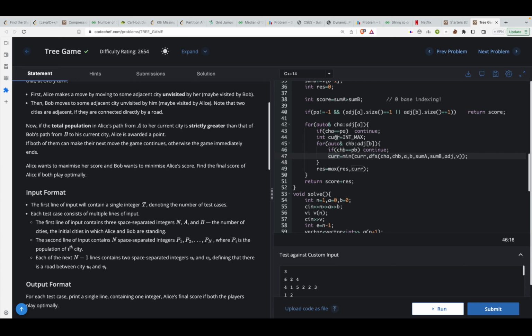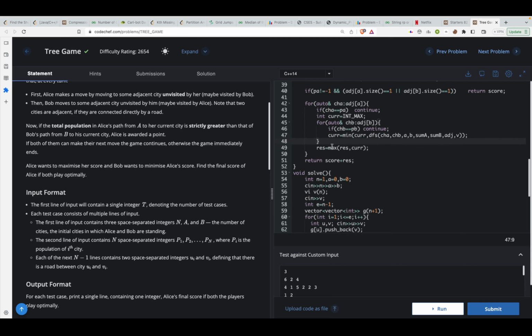Bob would say that initially we'll take a variable cur that would have a big value, or int max over here, and Bob would try to minimize this value as much as possible. So that's what we are doing over here. We'll set the value of cur to the minimum of cur and whatever the DFS would return us. If Alice goes to the city child of A, Bob goes to the city child of B, right? And then the parent cities would be A and B, obviously, and some A and some B are the values they are going to pass. Other than that, these are the static values we are passing.